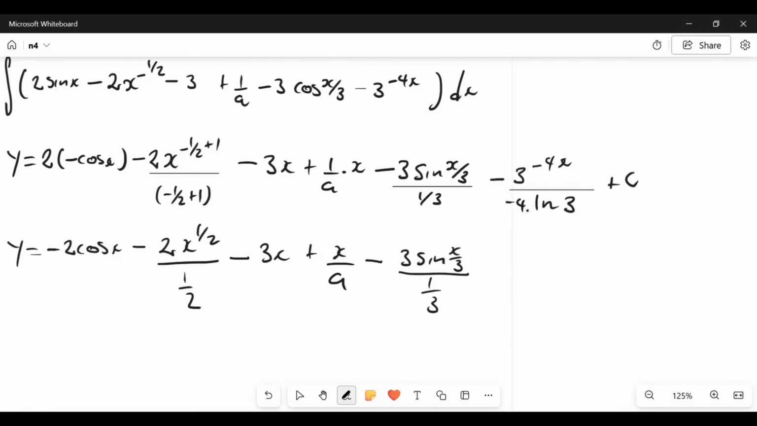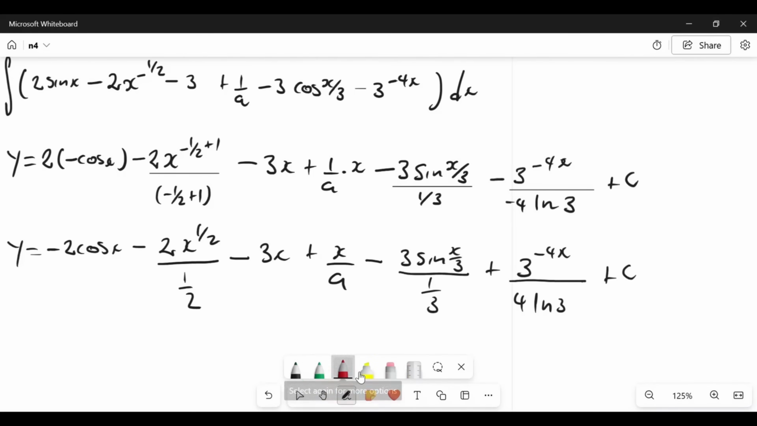Then let's look at the second last term. We have negative 3 over negative 4. That is going to give us positive 3. And then we have 3 to the power of negative 4x divided by 4 ln 3 plus c. Now, we have fractions here. We need to deal with these fractions. So what you can do here, guys, you can do this. The denominator of the denominator will multiply the numerator there. Same here. This 3 is going to multiply that 3 there.